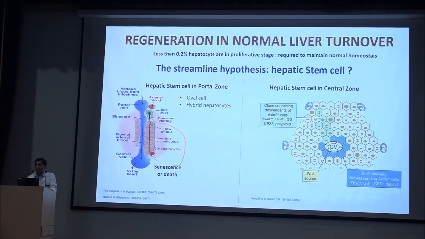Later, in 2015, another concept came which objected to the canal of Hering as the only site of hepatic stem cells. What they say is that even in the central vein area, surrounding the central veins, you have cells that look like hepatocytes but have stem cell-like characteristics, and they can self-renew. They are the ones who participate in normal homeostasis, maintaining the repopulation of dying cells.